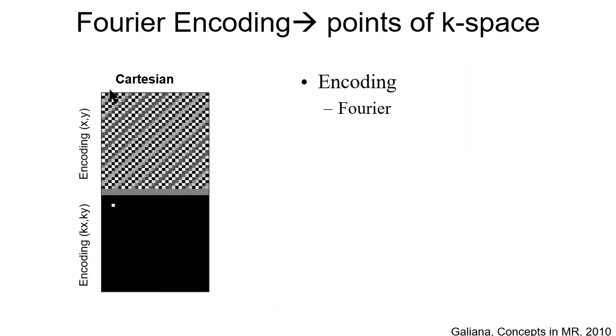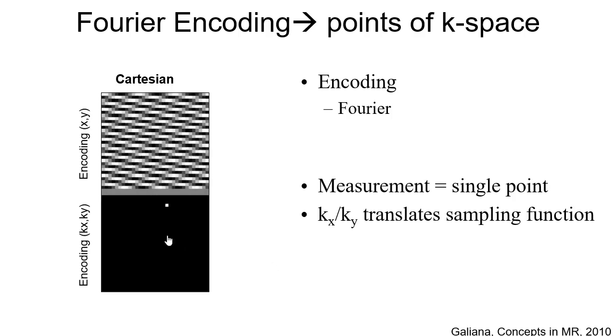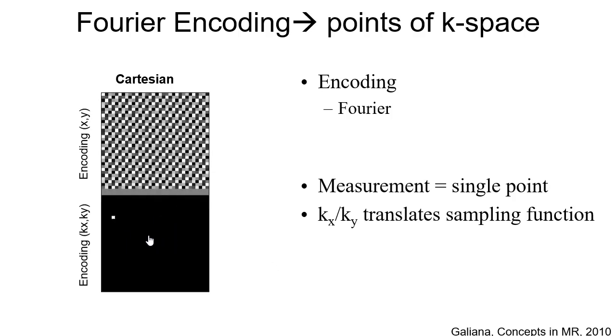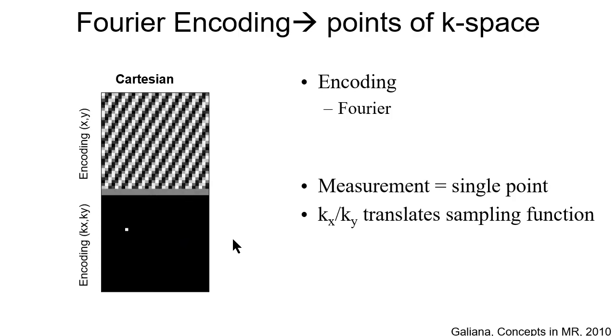So for example, here I'm showing standard Fourier linear gradient encoding. The top here is real space, so x and y, and on the bottom I'm showing the Fourier transform of that in k-space. So in this case, as we said, our measurement is a single point. And also, as we change kx and ky, it's going to translate that sampling function across k-space. So as we expect, our sampling function goes all around k-space, and we are collecting data all the time, and eventually we've collected all of k-space.